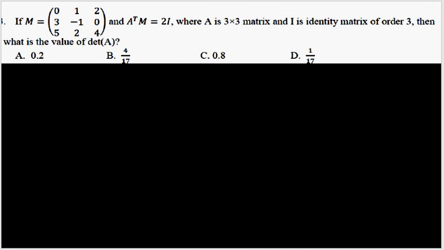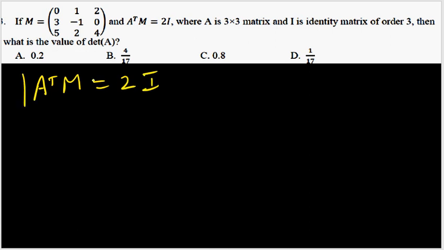Okay, next question. If M is what you see here, a 3 by 3 matrix given, and A transpose times M is equal to 2 times I, where A is a 3 by 3 matrix and I is the identity of order 3, then what is the value of the determinant of A? We are looking for the determinant of A. What's given? A transpose times M is equal to 2I. The M is already given.